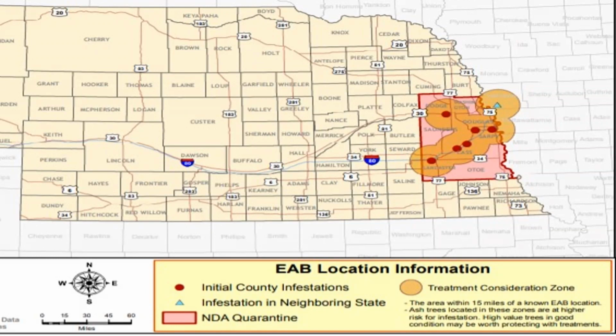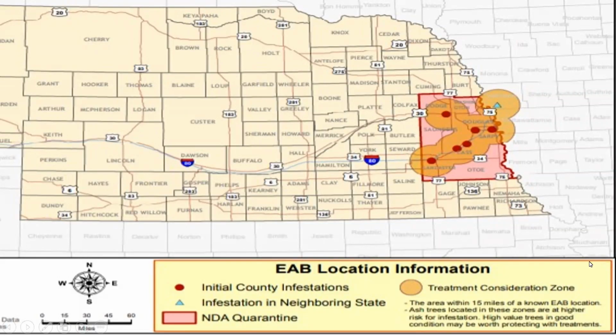Now, to make this more complicated, there's orange circles around all of that. And those orange circles are treatment consideration zones. So if you have an ash tree and you live within any of those orange circles, you're going to want to evaluate that ash tree and its health, and then consider the longevity and the long-term plan for that tree. And we'll talk more about that.